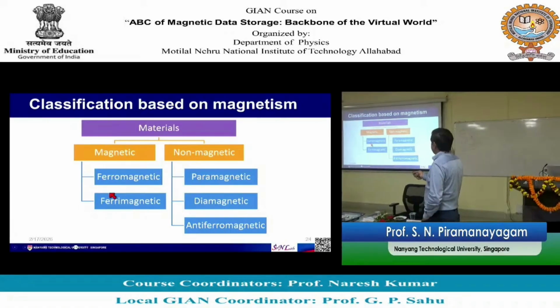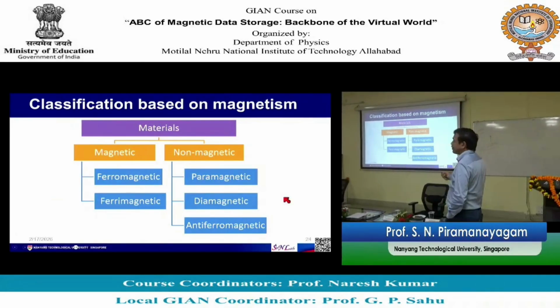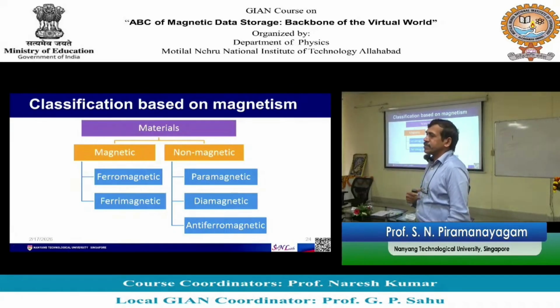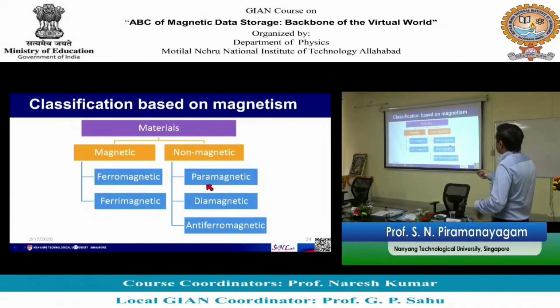Okay. So, here I have listed 5 names. There is also a new name which came 2-3 years ago, which is called altermagnetism. But let us not go into that complication. So, we will focus on these 5 aspects of magnetic materials.